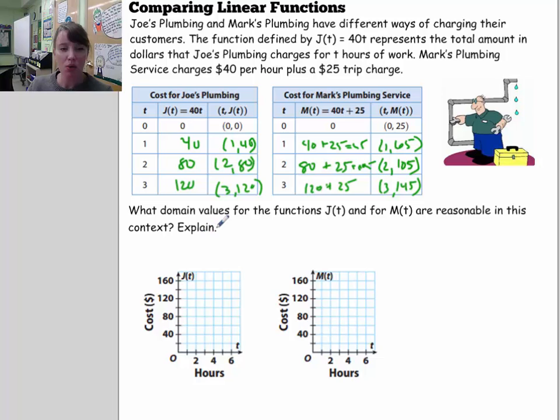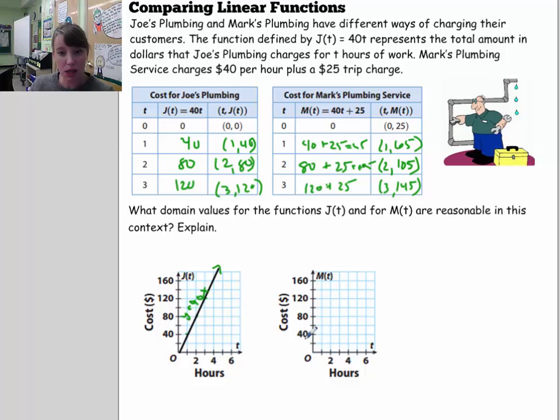Which domain and range values for the function J of T and M of T are reasonable for this context? Explain. Well, first of all, let's graph it. So this is J of T. It would be 140, 280 and 120. Actually it starts at 0, so I can just go ahead and graph these. Right here, y is equal to 40x.